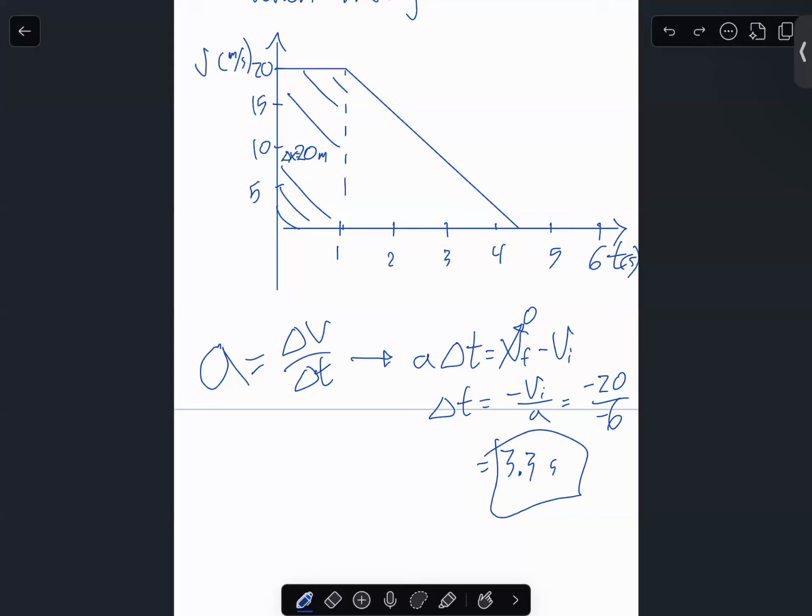Okay, so now comes something interesting. If I change my velocity smoothly and steadily, you cannot just say final velocity times time equals displacement. What's the final velocity?